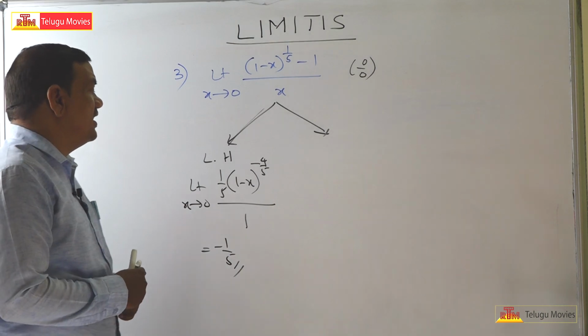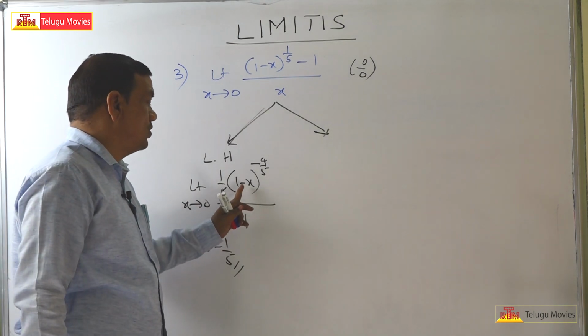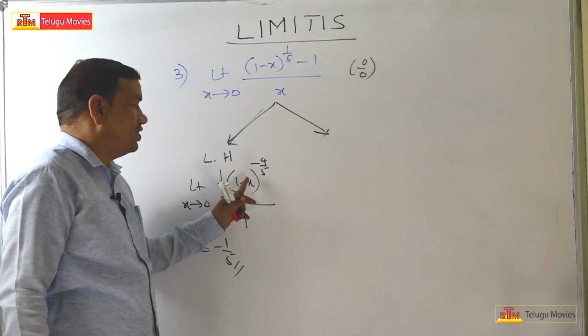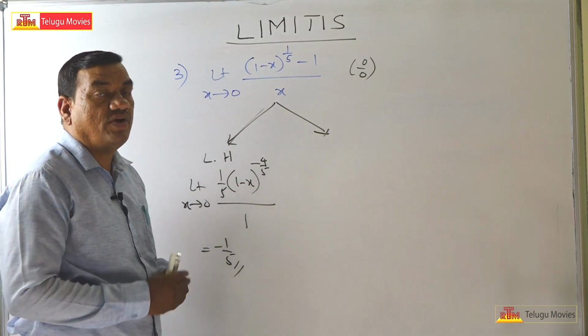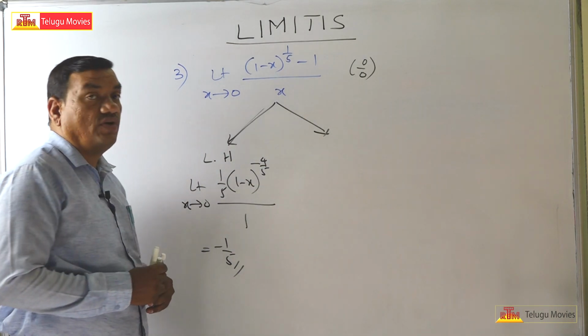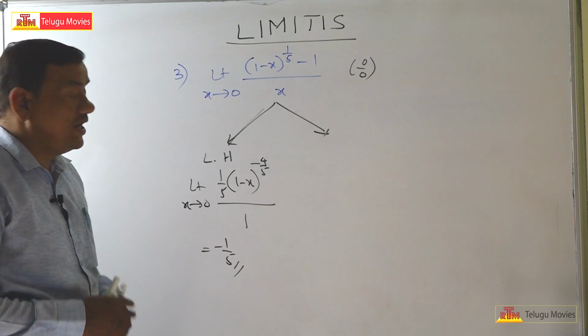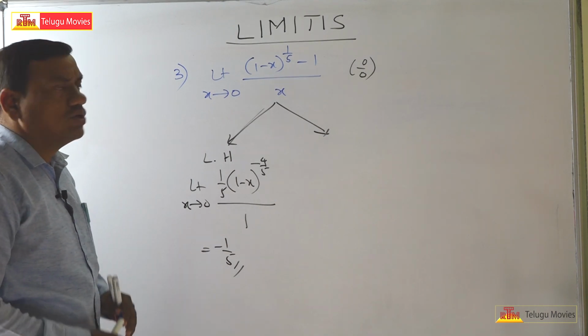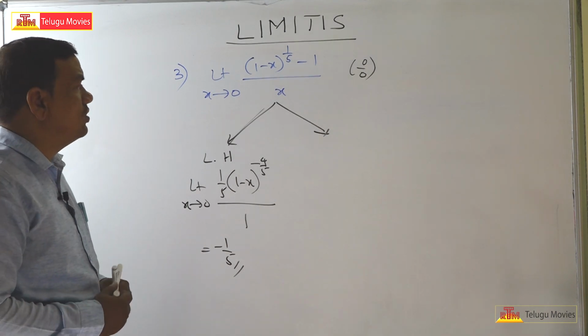This will be, using L'Hospital rule, you can solve it easily. But here we are getting a little bit of doubt. What is the doubt? As x tends to 0, you are getting 0. What is the value of 1 to the power of minus 4 by 5? That is where we are getting a little bit of doubt. Okay. So, this is minus 1 by 5. So, without getting that doubt, how to solve this problem?